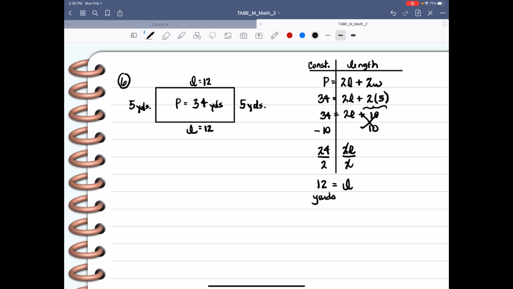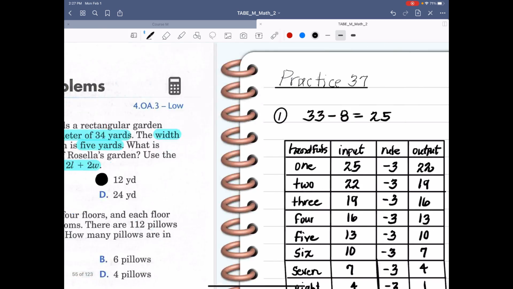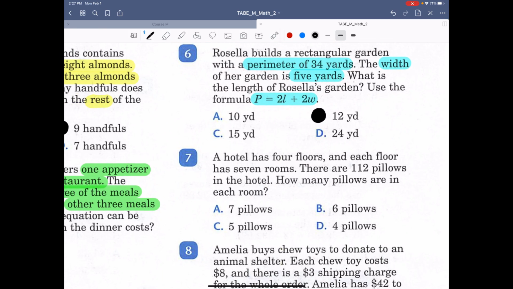All right, number 7. Go back and highlight keywords for you. A hotel has 4 floors, and each floor has 7 rooms. There are 112 pillows in the hotel. How many pillows are in each room? So I suspect division here because of the word each. But let's organize our problem.